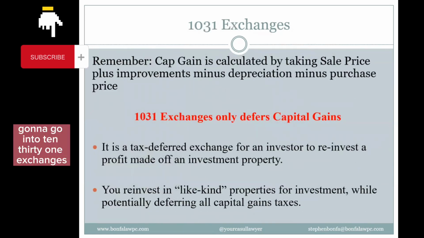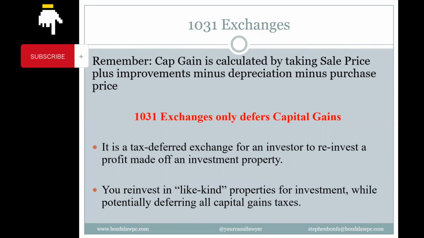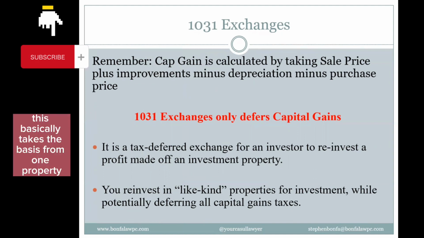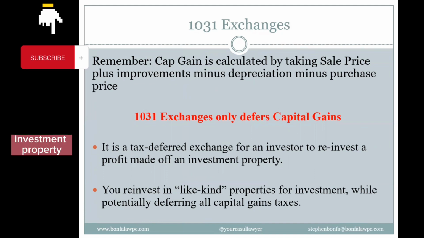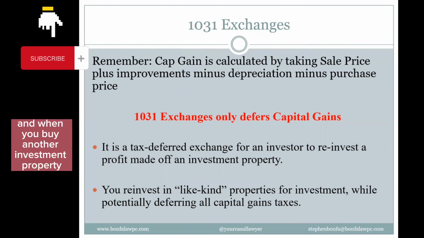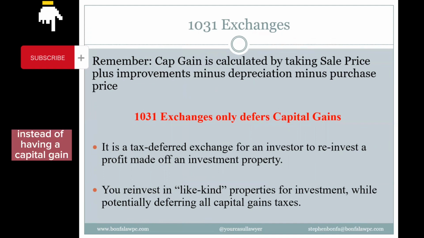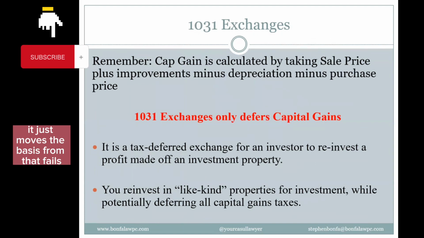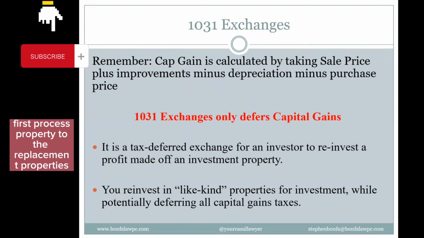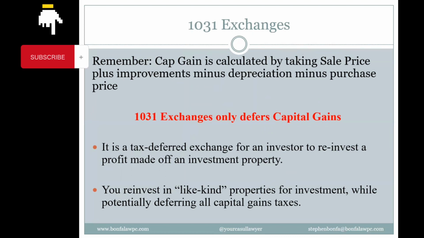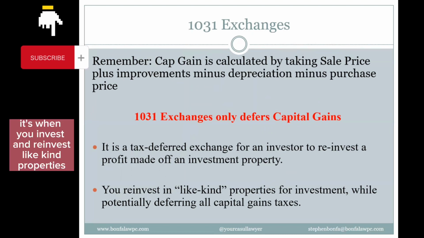Very briefly, I'm going to go into 1031 exchanges. This basically takes the basis from one property, an investment property, and when you buy another investment property, instead of having a capital gain, it just moves the basis from that first property to the replacement property. It's a tax-deferred exchange. It's when you invest and reinvest in like-kind properties.